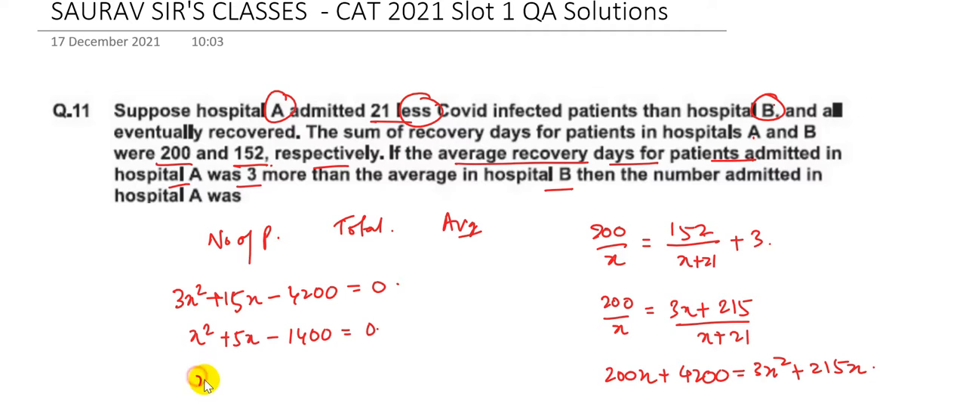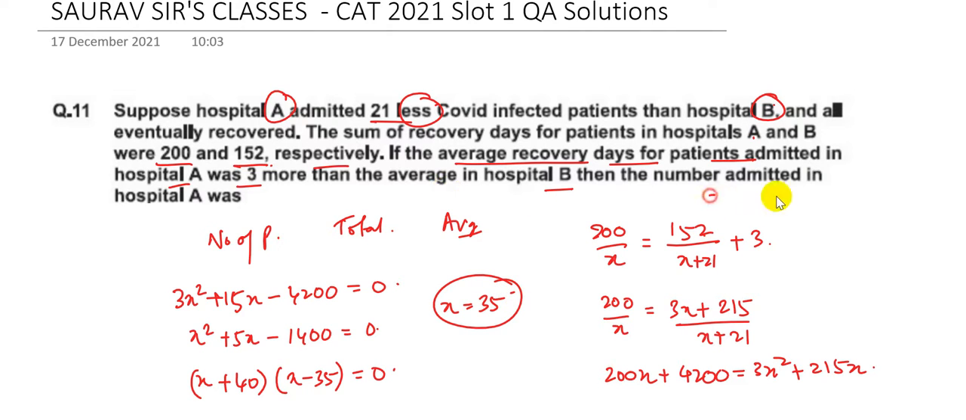So this would be x plus 40 into x minus 35 equal to 0. So x is equal to 35. So the number of patients admitted in hospital A was 35.